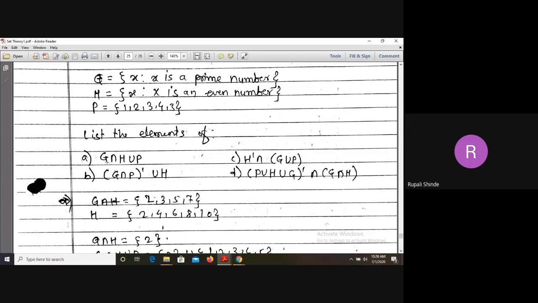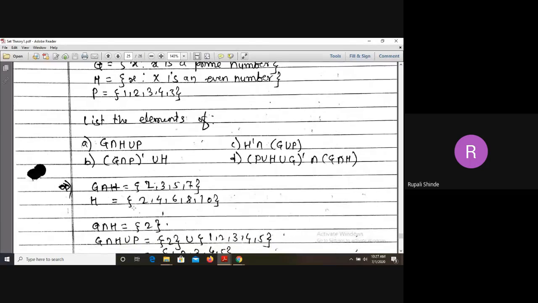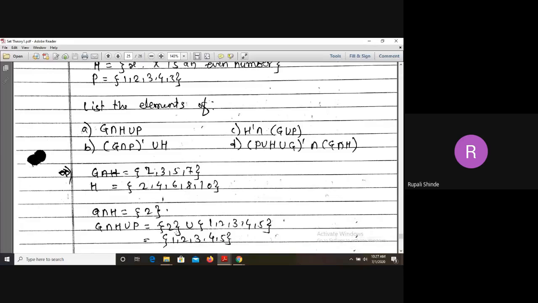Okay. Now again we have to take its union with set P. Then only we can finalize the value for G intersection H union P. Now we just have to add this 2 in this set P. But in this set P, 2 is already there. So 2 union the set 1, 2, 3, 4, 5. Whenever we have to take the union, if there is any repetition of an element, we write that element once. That's why 1, 2, 3, 4, 5. So this is the answer for the first question.